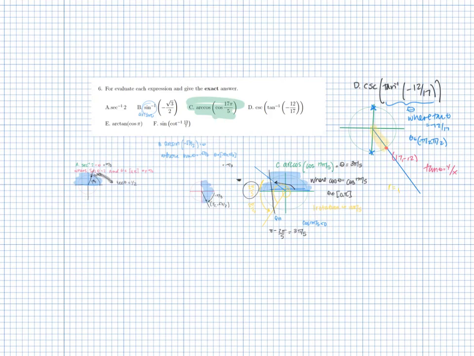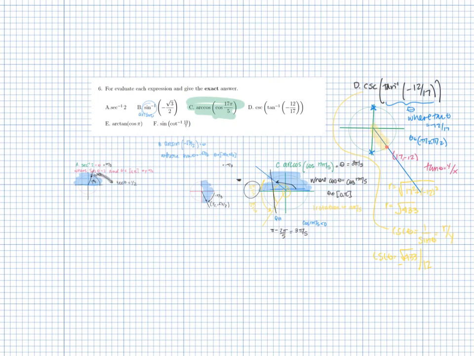R is going to be the square root of x squared plus y squared, 17 squared plus negative 12 squared. R is actually the square root of 433. We can use this information then to find out what cosecant of theta is. So cosecant of theta is 1 over sine theta, which means that it would be r over y. So cosecant theta is the square root of 433, it'll be negative, and the denominator is 12.